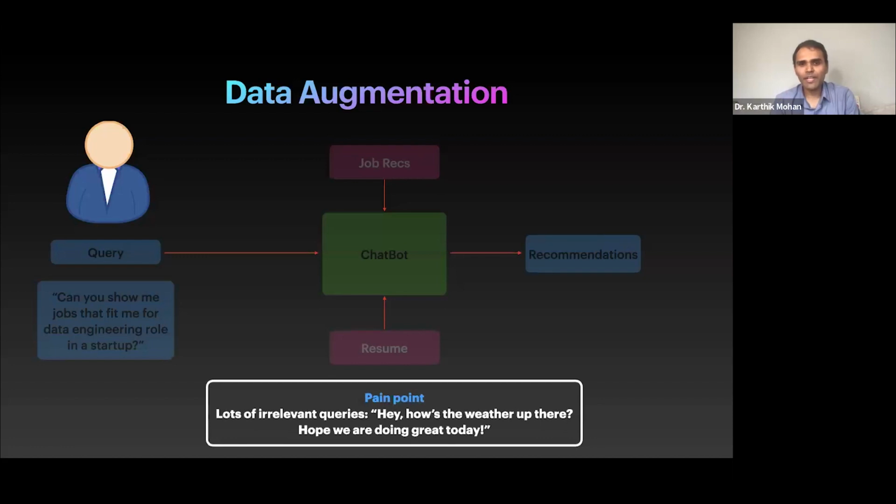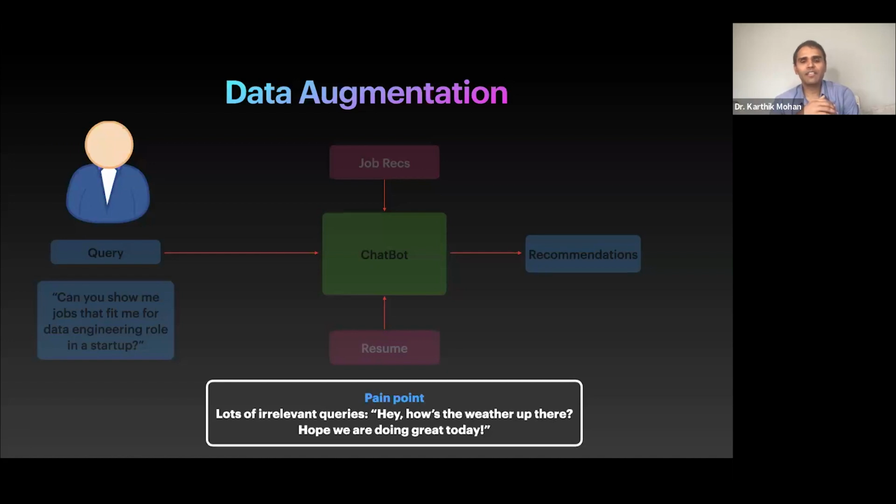Here's something. You might have a pain point which comes up, especially with chatbots, which is that there are a lot of irrelevant queries that can come in. People don't care that it's a chatbot built for resumes. They might just want to start chatting because you have a chatbot exposed. So they might just say, hey, how's the weather up there? I heard it's cloudy in Seattle. Hope you're doing great today. And you're like, this is not relevant to job search. So what do you do?